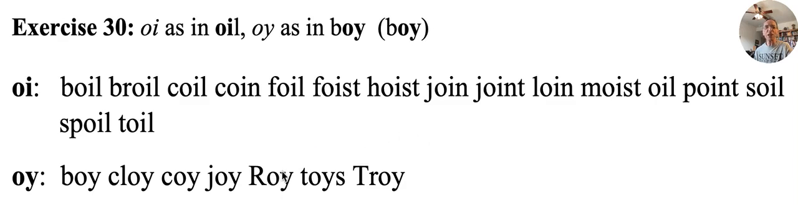All right, so there you go. Exercise 30. Be sure and practice this. Don't forget to practice writing the words and have someone dictate these words to you and spell them. And you won't have any trouble because now you know you can't use an I at the end of a word. You have to use a Y.